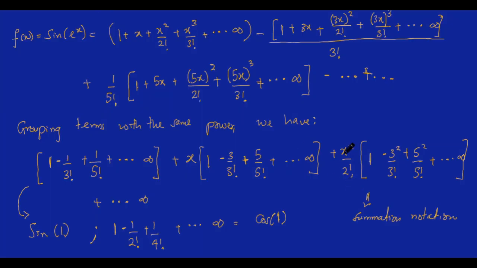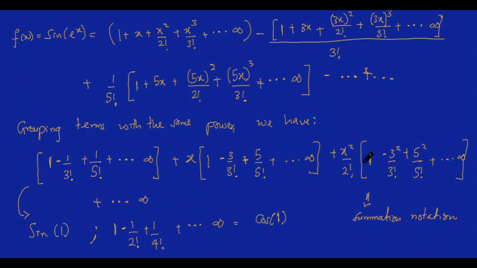So using the summation notation, we can see that if we go back to what we've gotten here, the next term in this expansion is going to be x cubed divided by 3 factorial multiplied by 1 minus 3 raised to the power of 3 divided by 3 factorial plus 5 raised to the power of 3 divided by 5 factorial. Then it goes on and on like that. That's the way the steps follow.